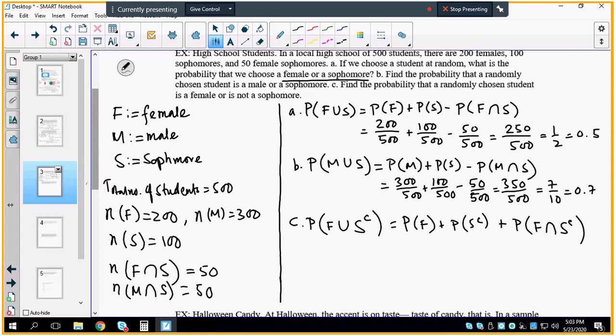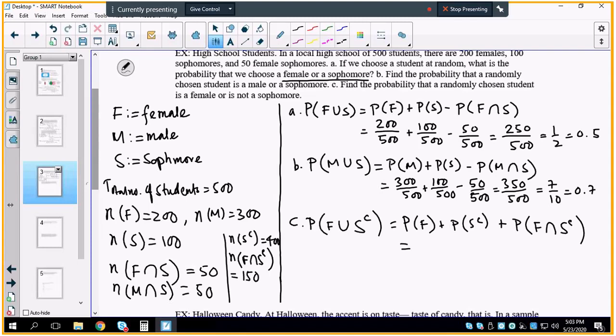So remember, not sophomore, if number of sophomore is 100, the number of not sophomore is 400. If number of female sophomore is 50 and total number of female students is 200, the number of female not sophomore is 150. So I will say female and not sophomore is 150. So now I have all the numbers.